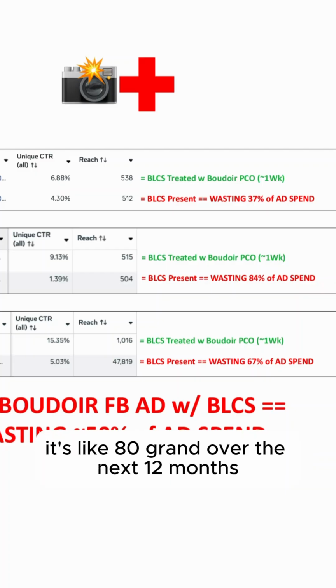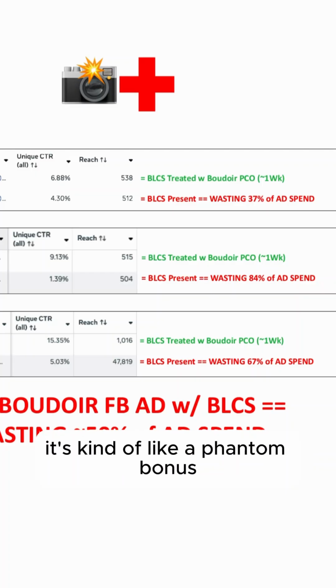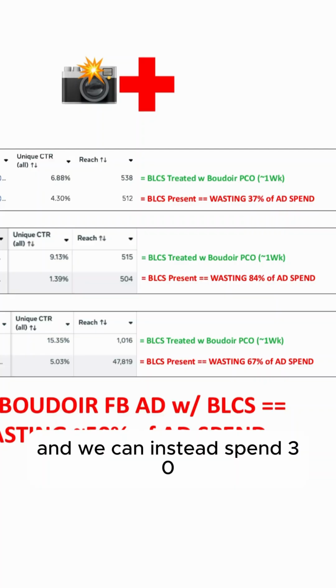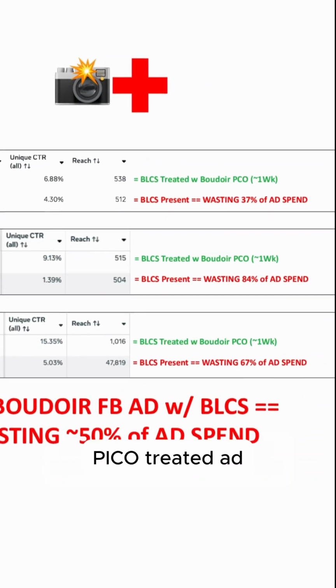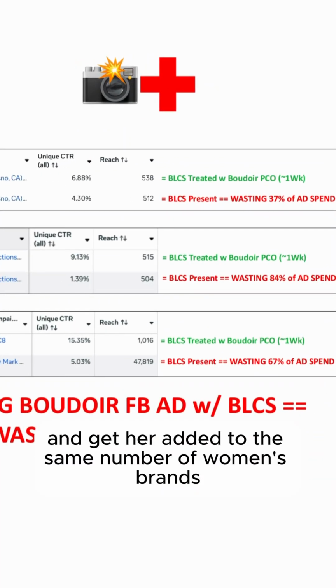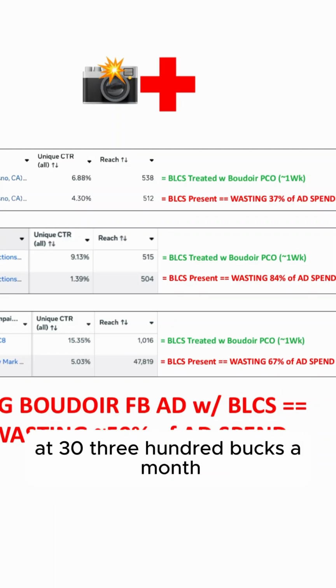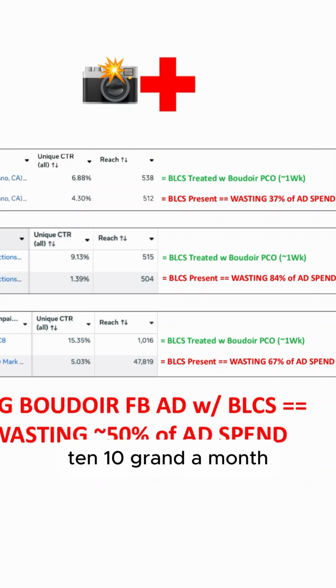It's like 80 grand over the next 12 months. It's kind of like a phantom bonus. And we can instead spend 3,300 bucks a month on the Boudoir Pico treated ad and get our ad into the same number of women's brains, at 3,300 bucks a month compared to the original at 10 grand a month.